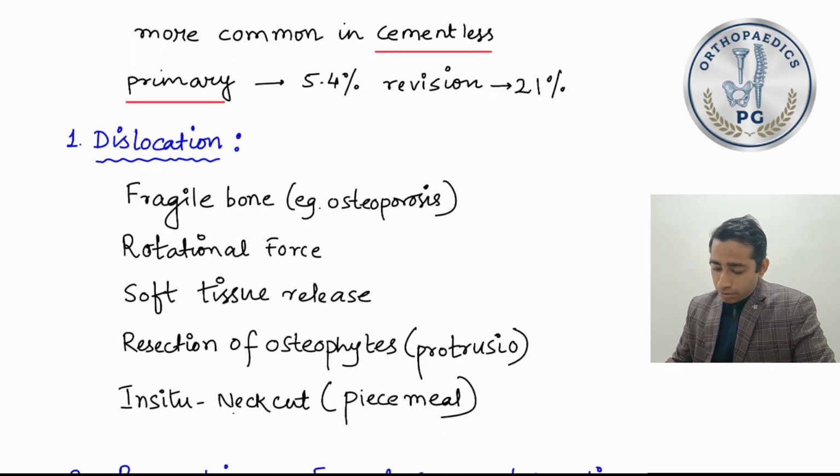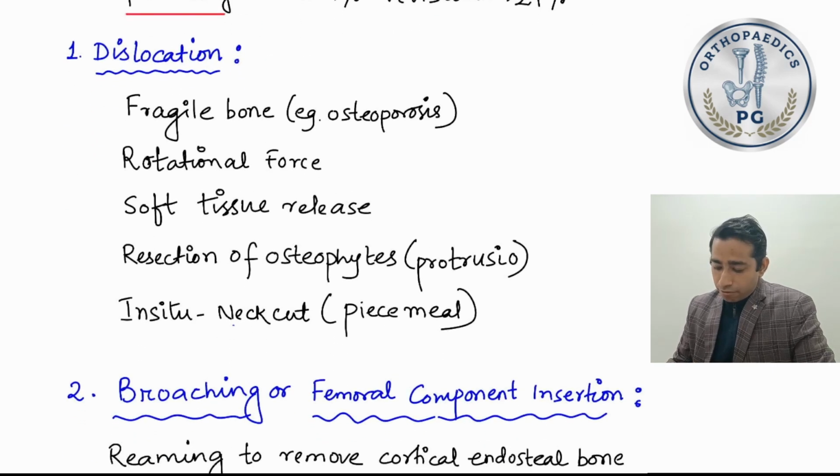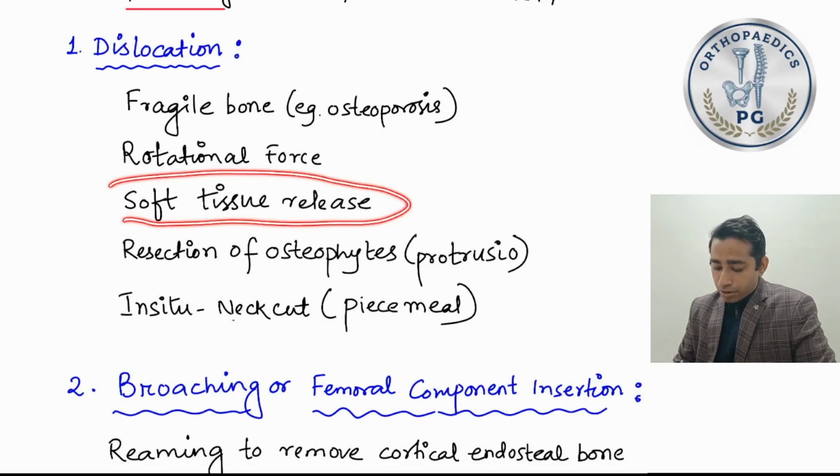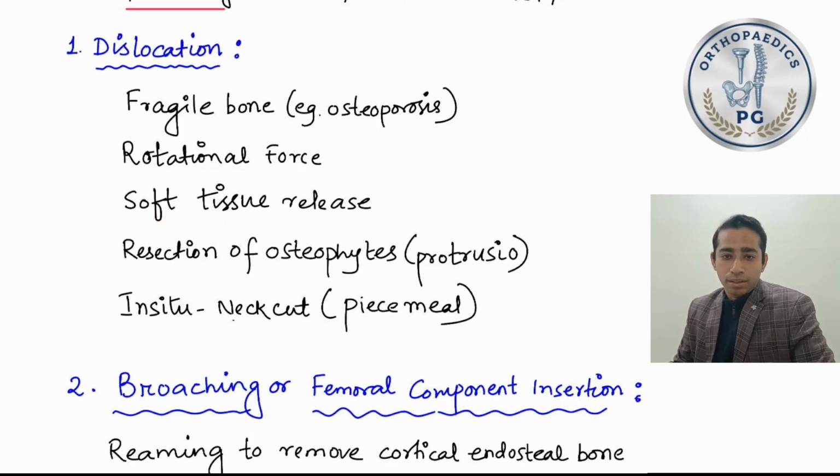Now, these fractures can occur at various stages of the surgery. During dislocation, the fragile bone, as in osteoporosis, may fracture due to excessive rotational force if it is applied without adequate soft tissue release, like a capsular release.